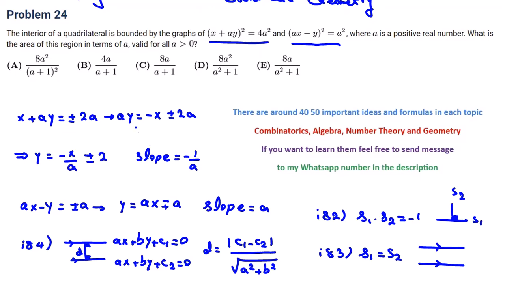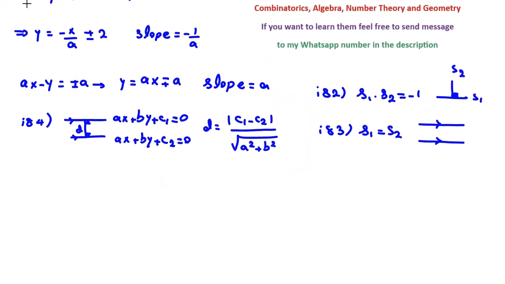Okay, so look, we have two parallel lines like these, and two parallel lines like this. And we want to see what it says: the interior of a quadrilateral. Because they are perpendicular, it will be a rectangle. Where A is a positive real number, what is the area of this region in terms of A? For the first two lines, the y-intercepts are 2 and negative 2, and the slope is negative 1 over A.